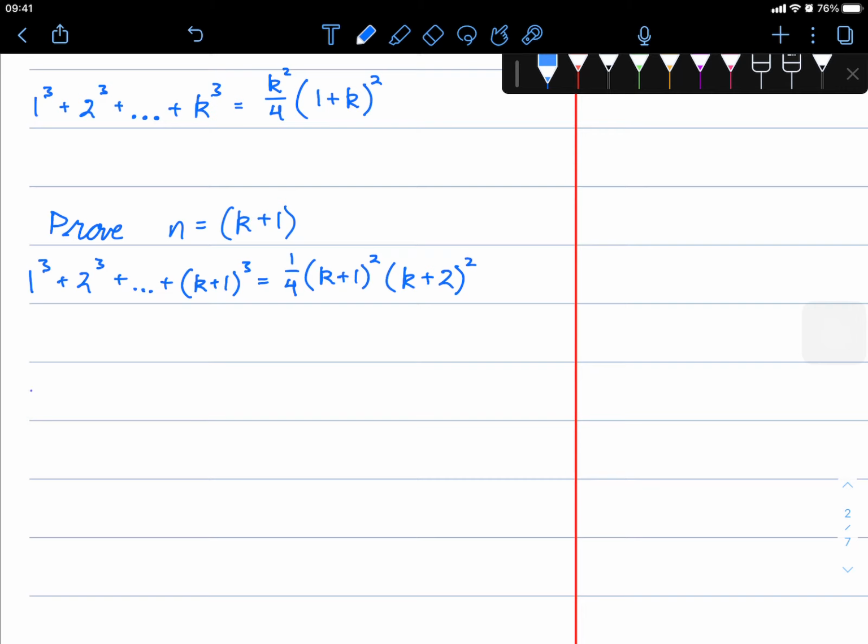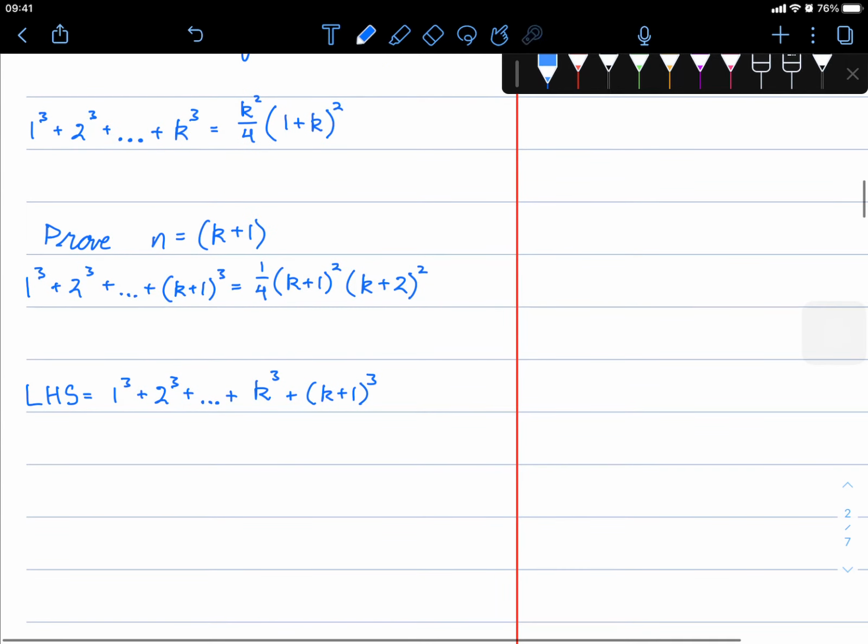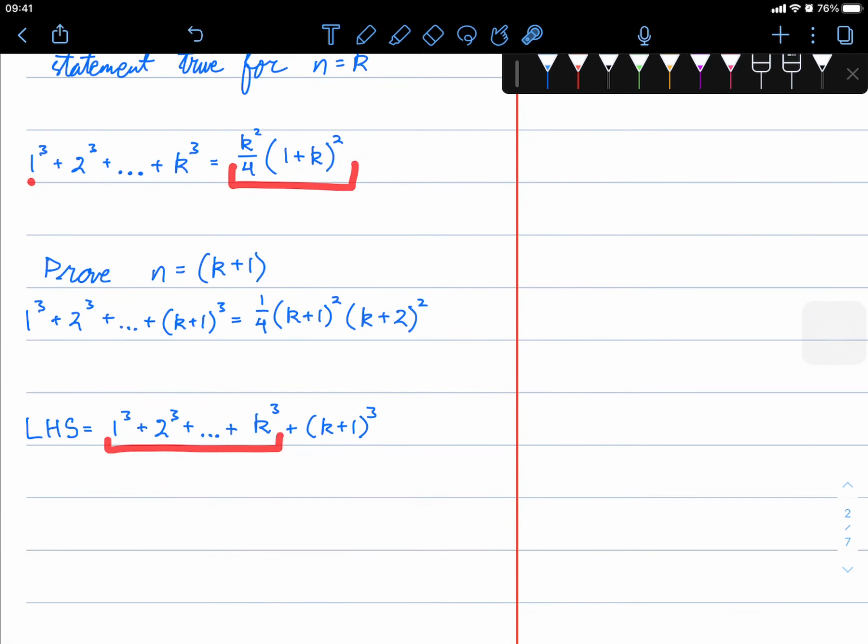Now take a look at the left hand side only. And here's where it gets a little bit trickier. We get 1 cubed plus 2 cubed plus dot dot dot. I'm going to leave a little space there because you're going to see a little sneaky trick. If it goes up until k plus 1, that means the term right before it is just k cubed. But we assumed this statement to already be true here. See? 1 cubed plus 2 cubed plus all the way until k cubed is equal to this. We assume that to be true, and there it is.